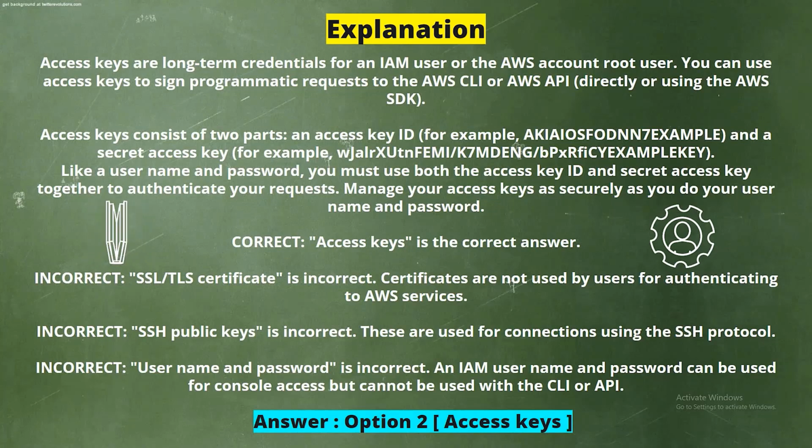Like a username and password, you must use both the access key ID and secret access key together to authenticate your requests. Manage your access keys as securely as you do your username and password. Correct, access keys is the correct answer. Incorrect, SSL/TLS certificate is incorrect. Certificates are not used by users for authenticating to AWS services. Incorrect, SSH public keys is incorrect. These are used for connections using the SSH protocol. Incorrect, username and password is incorrect. An IAM username and password can be used for console access but cannot be used with a CLI or API.